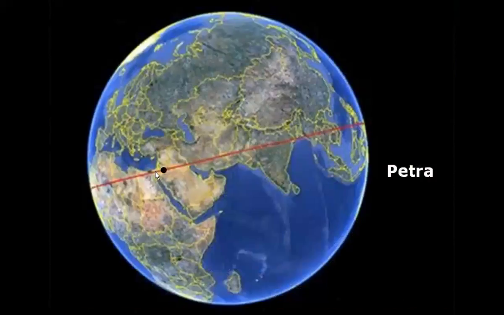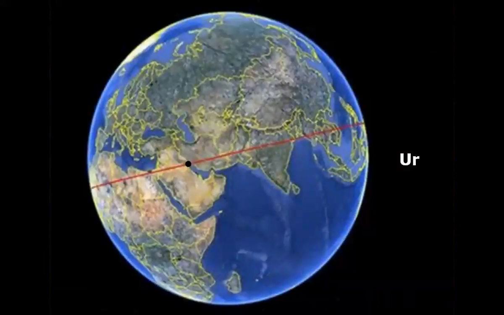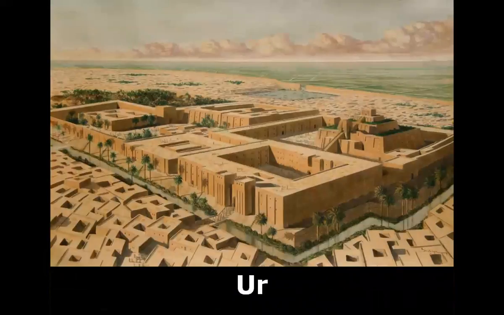Now we continue with the previous equator, and now we go to this black dot here. That's Petra, and Petra means stone. And still there is the rose red city of Petra. Very fascinating to see. And then we go to the ancient city of Ur in Mesopotamia, or Sumer. And probably it looked like this. We're not sure how exactly it looked, but this is an artist's impression. And this ancient city of Ur was also exactly on the previous equator.